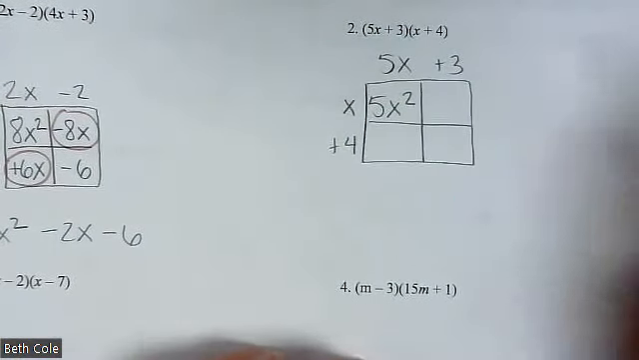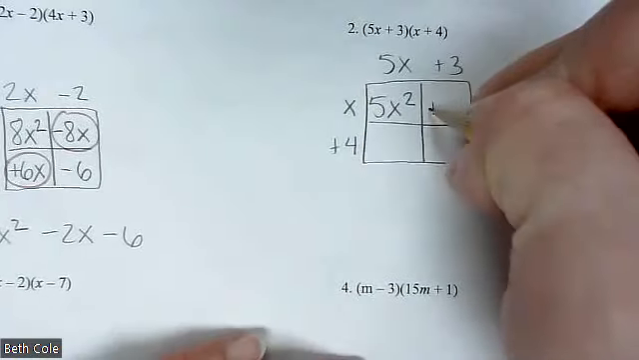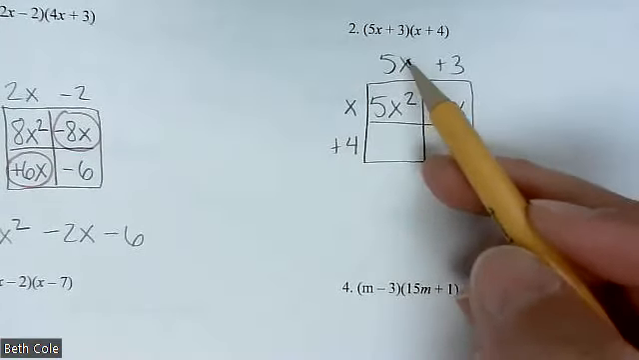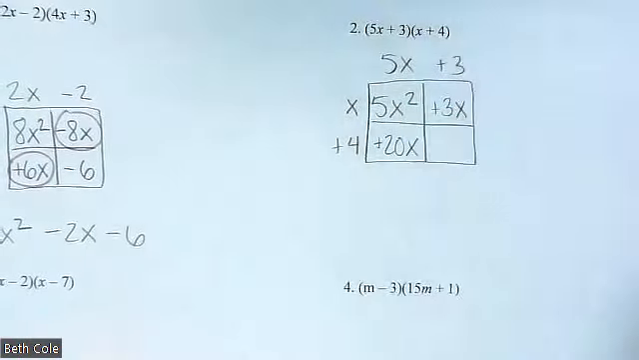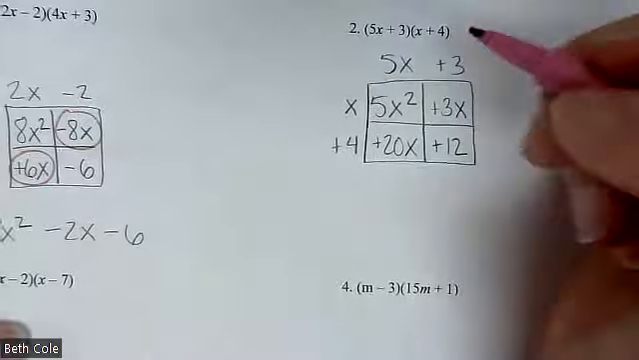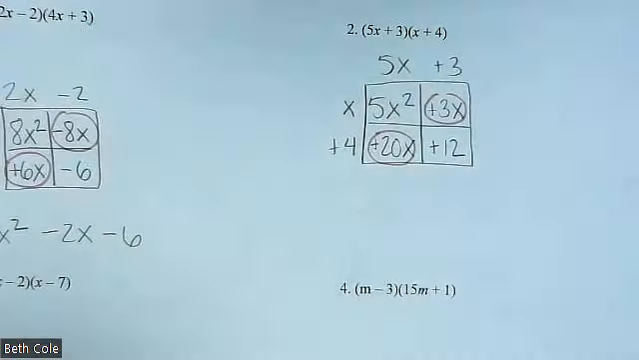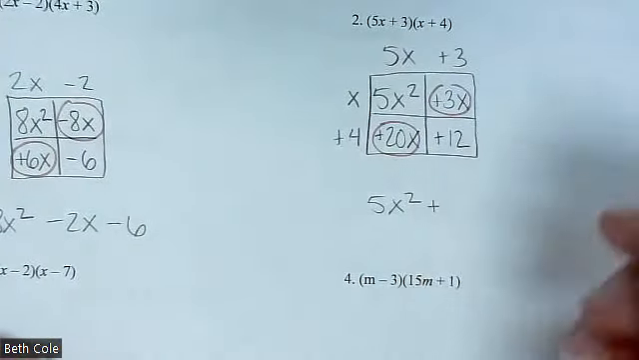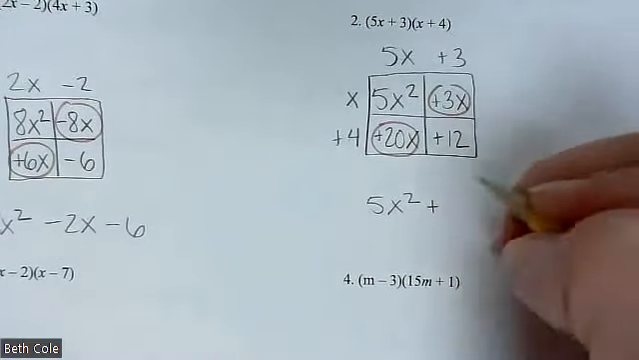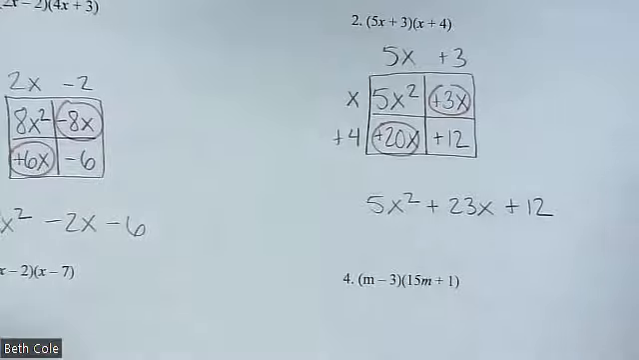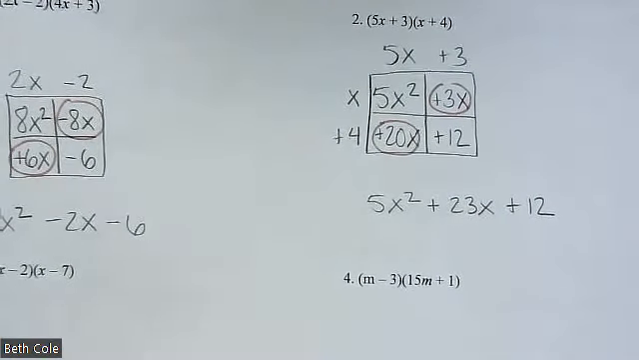Don't say wrong numbers on purpose, okay? And then this one, 3 times x, it's just 3x. And then this one, 4 times 5x, 20x. And then 4 times 3 is 12. Again, if you've done everything correctly, these diagonal ones are going to go together. And then you just write out your answers. So it'll be 5x squared plus what? 23x. Enough. Don't say wrong numbers on purpose. 20 plus 3 is 23. All right. And then plus 12.